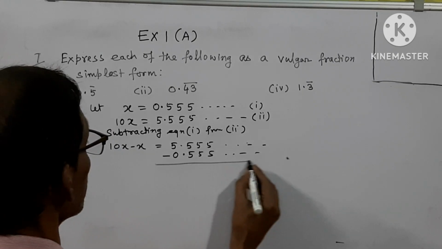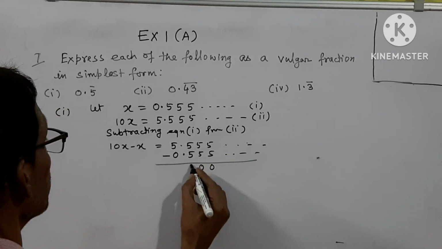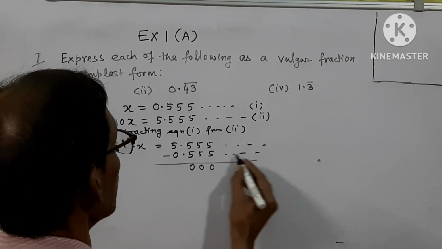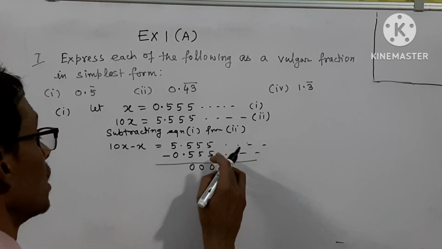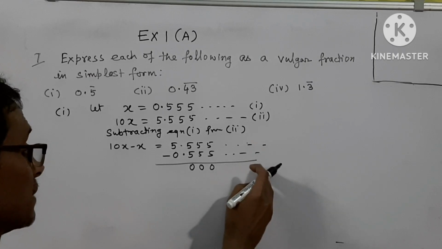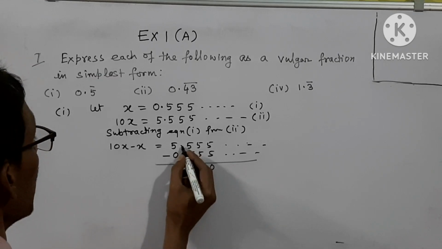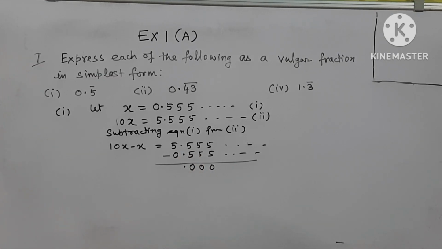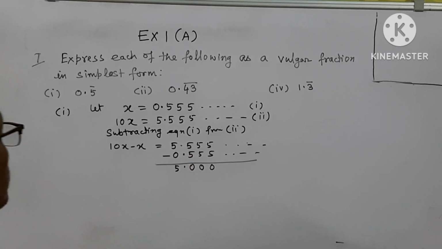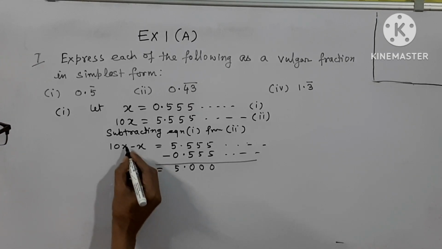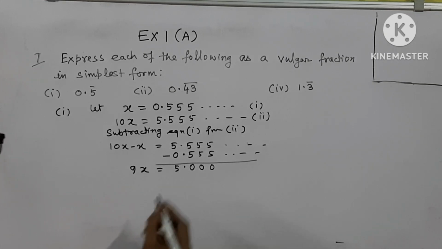If you subtract 5, it becomes 0, this becomes 0, this becomes 0, and all the digits to the right side, whatever may be appearing in both the two numbers, will be subtracted and all the digits at the right side will become 0. And here is the decimal, and 5 minus 0 is 5. So my left side is 10x minus x, which gives 9x. So 9x equal to 5.